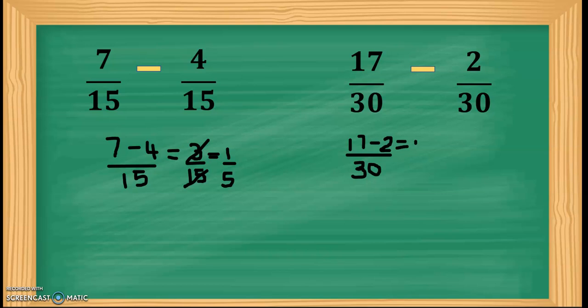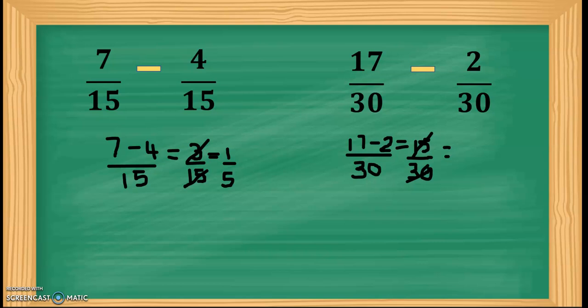Now, think to yourself, can this be simplified? Can 15 over 30 be simplified? Yes, it can, and we can use 15. So we'll say 15 into itself goes once, and 15 into 30 goes 2 times. So therefore here our answer would be a half.